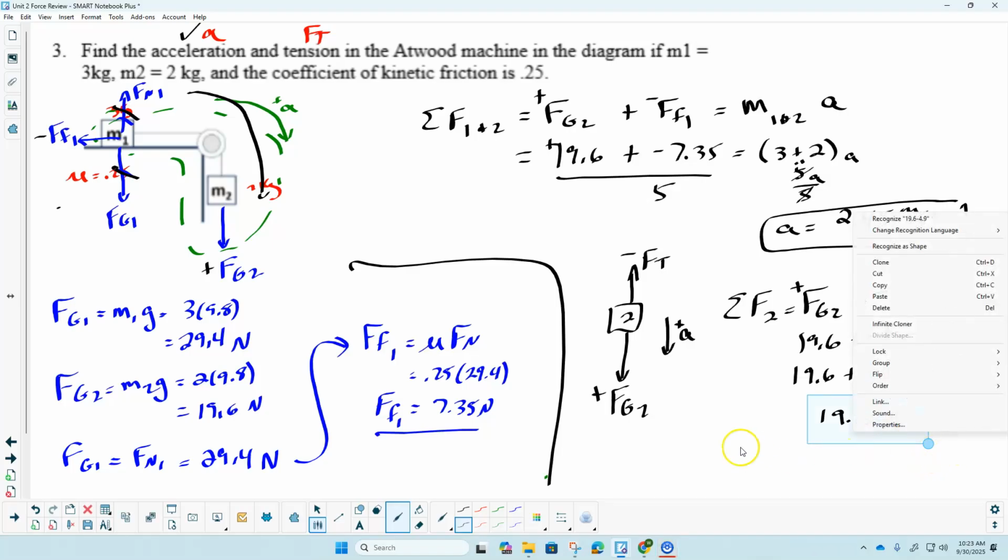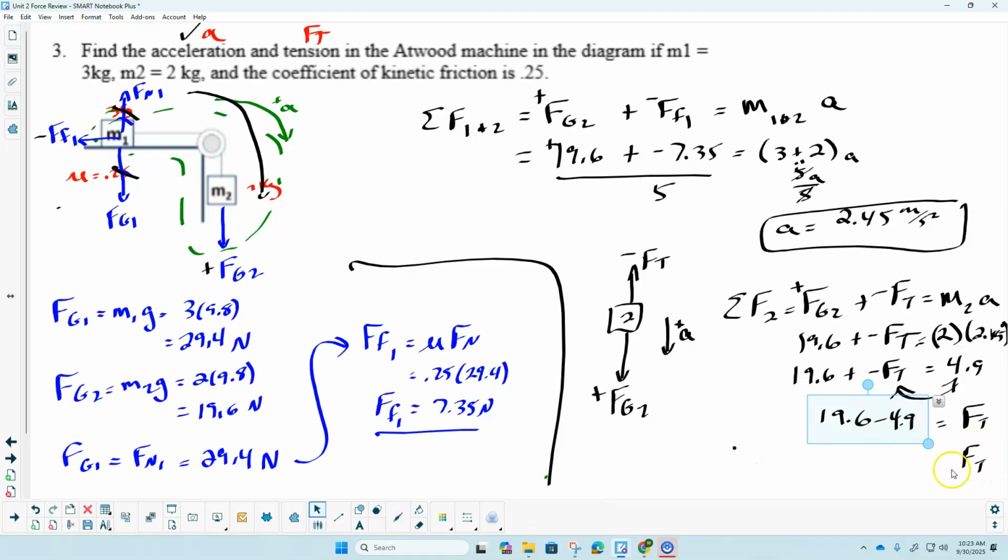And if you do that calculation, Ft turns out to be something like 14.7 newtons. So we have 14.7 going up, or in the negative direction, and we have 19.6 going down in the positive direction. So the difference in those two is 4.9, and that's the net force. And if you divide that by 2, that's the acceleration, which is 2.45.